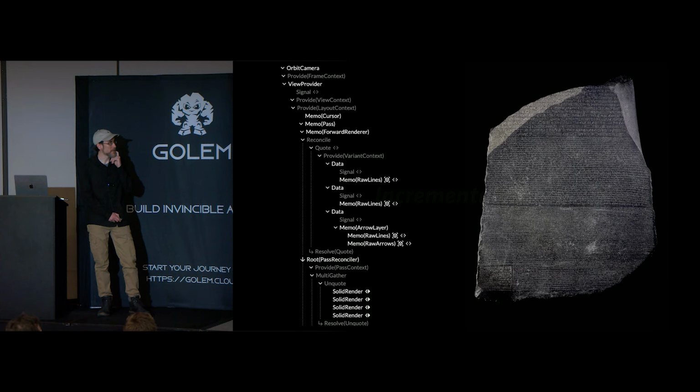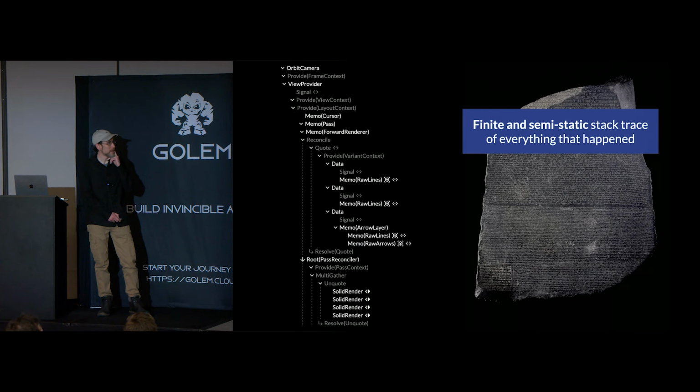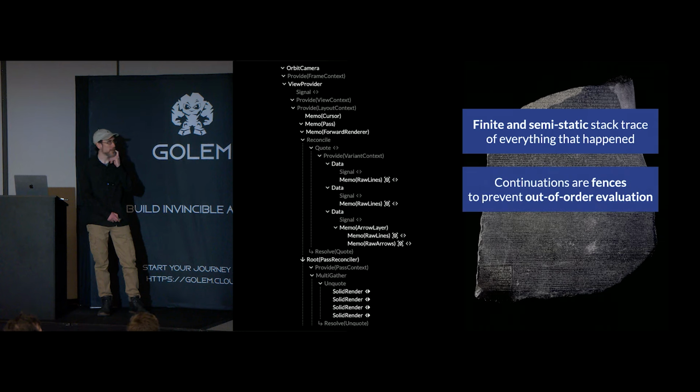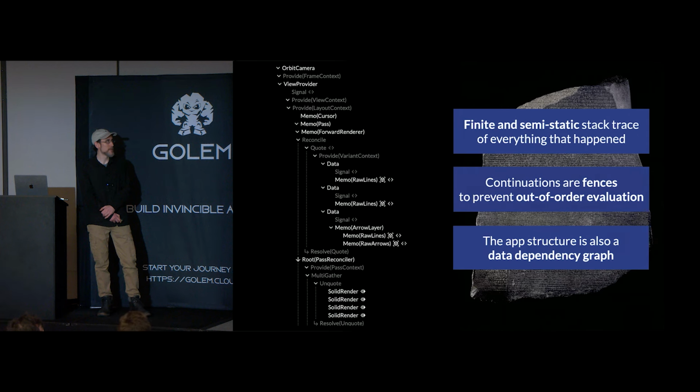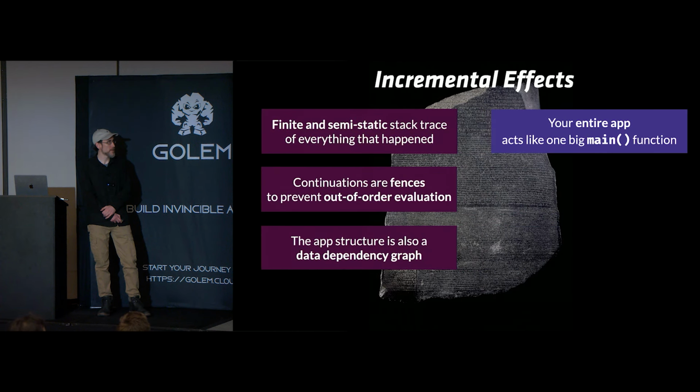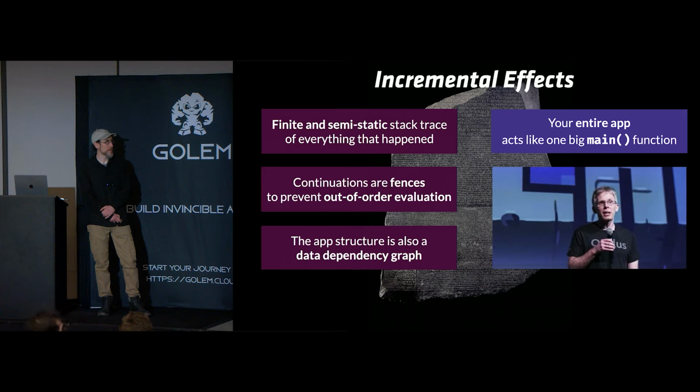So, incremental effects. What have I learned? These trees are basically a finite and semi-static stack trace of everything that happened, where continuations are fences to prevent out-of-order evaluation, and the app structure is also a data dependency graph. And this alignment has some really interesting properties, where your entire app acts like one big main function. This is something Carmack used to talk about, and that was actually cited today earlier by Adam, in the QuakeCon keynote.